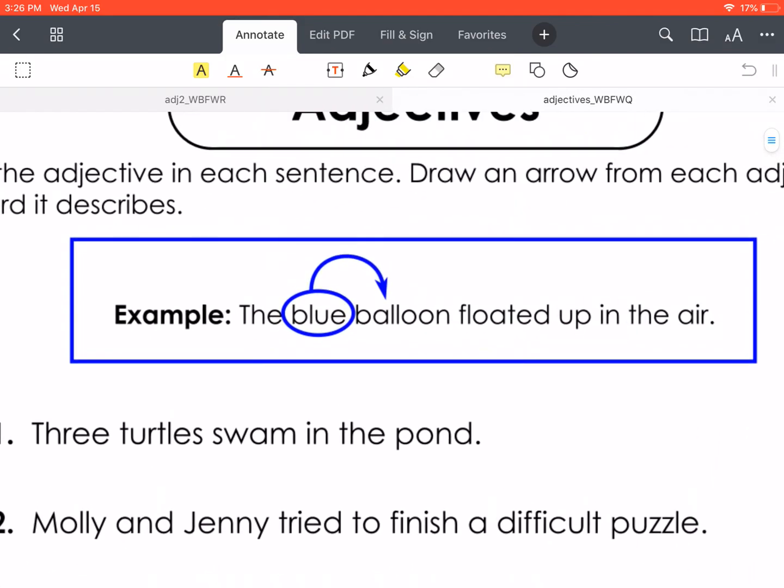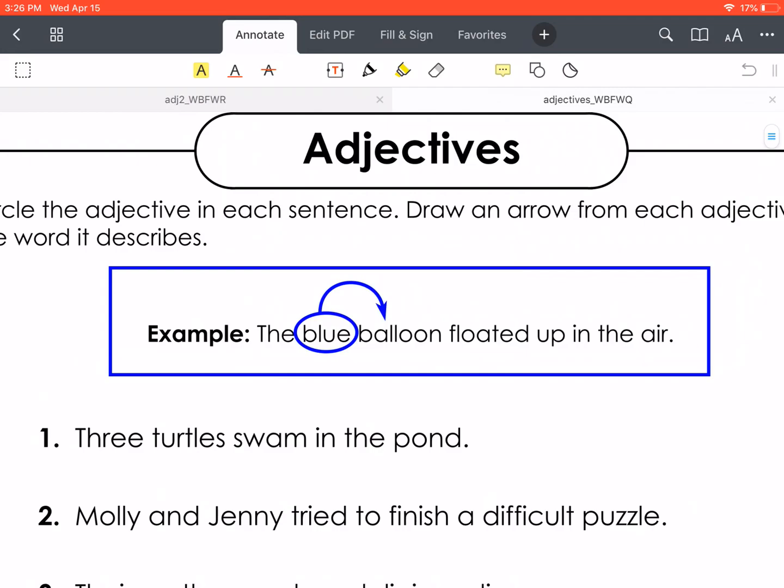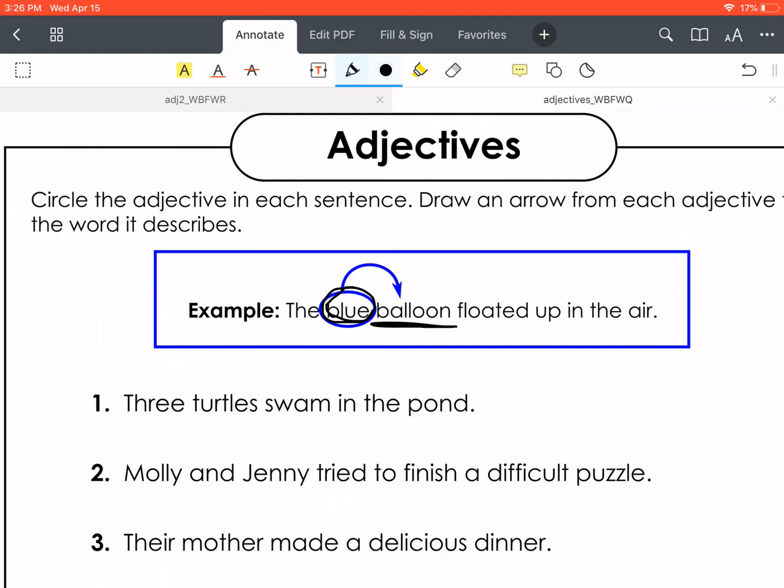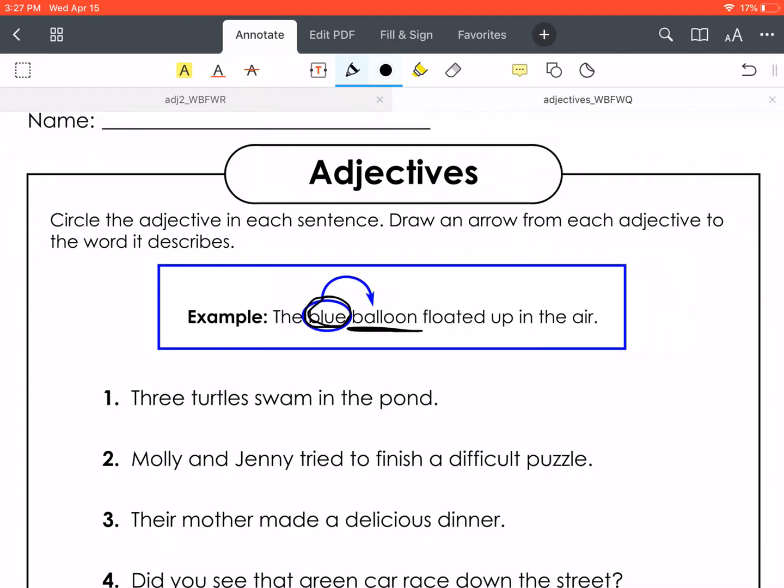So let's look at this example on page 5 of your writing work packet. It says, the blue balloon floated up in the air. Okay, you can see that balloon is your noun. Balloon is a thing. Okay, they ask you to circle each adjective in the sentence. In this case, they circled the word blue because the word blue describes what that balloon looks like. A blue balloon. Okay, so the directions say to circle the adjective in each sentence, then draw an arrow from each adjective to the word that it describes.